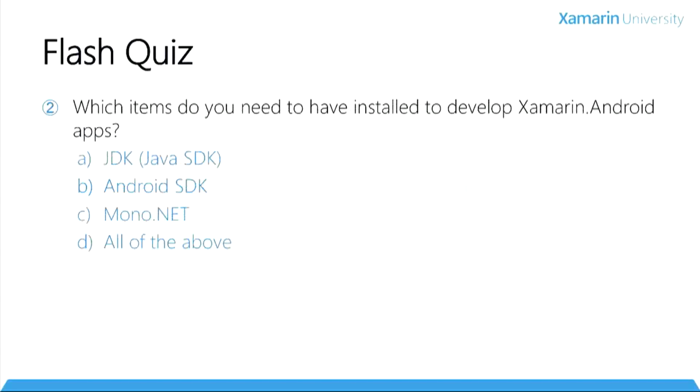So in addition to the Xamarin tools, what are the other things that you need to have installed on your development machine? And there I have listed the three sort of categories that we went over: the Java stuff, the native Android stuff, and mono. So the answer in this case is all of the above.